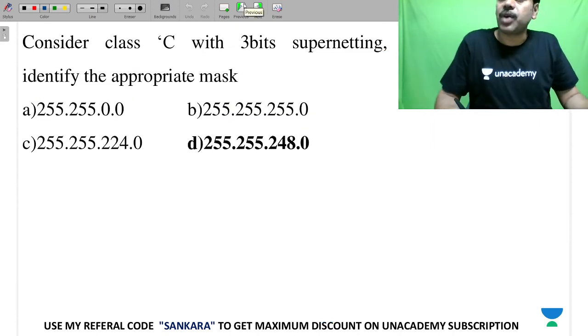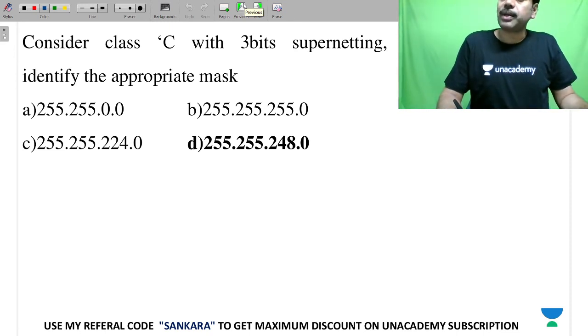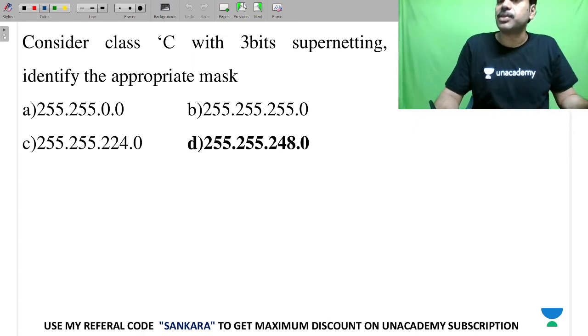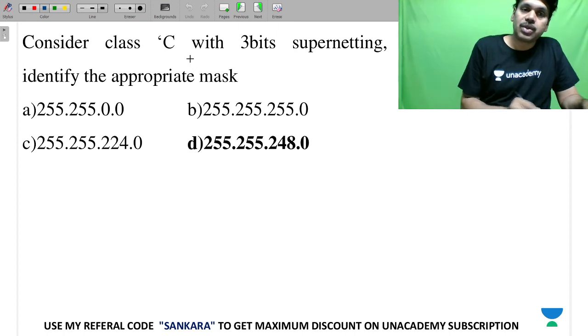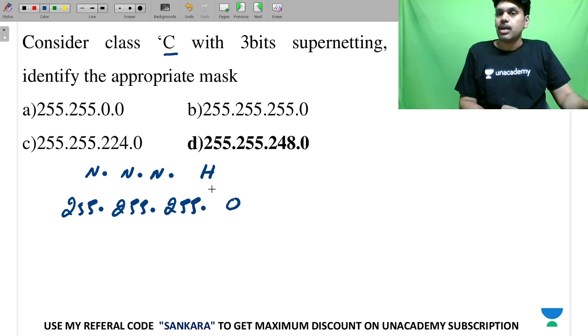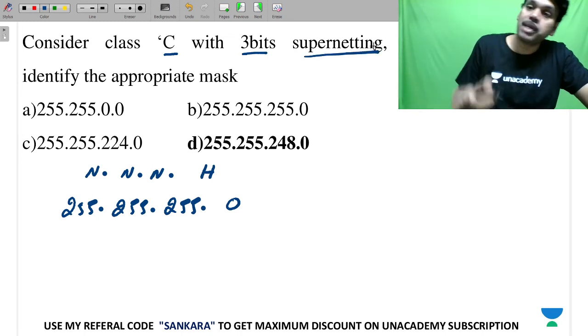Let us crack one more question. So 3-bit supernetting we are doing. So it's a very simple question. 3-bit supernetting is nothing but what is your new mask, supernet mask? So class C, it is N.N.N.H. So 255.255.255.0. So 3 bits are borrowed. That's the meaning of 3-bit supernetting, means 3 bits are borrowed.